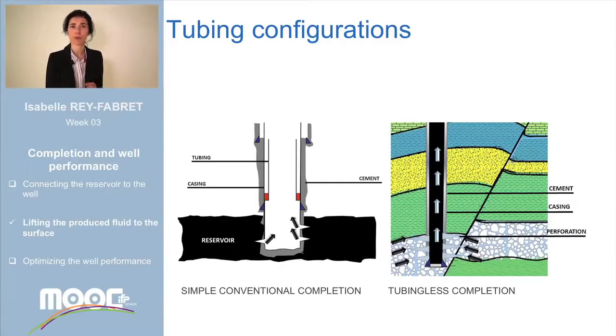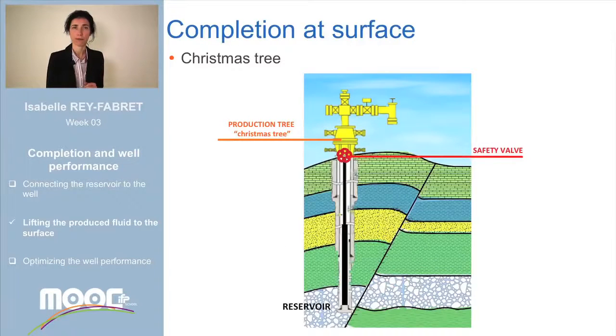It is also possible to produce directly through the casing. This is what we call tubingless completion. At surface, at the wellhead, a Christmas tree is installed. It includes a choke regulating the production rate of the well and valves useful for well interventions. A safety valve is added to this completion in order to close the well in case of emergency.